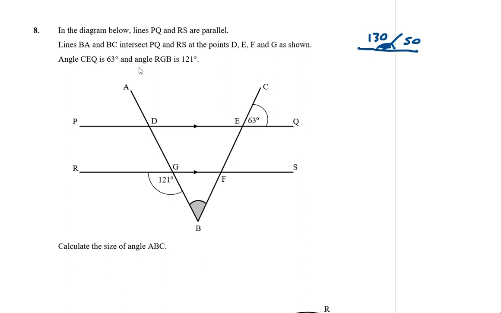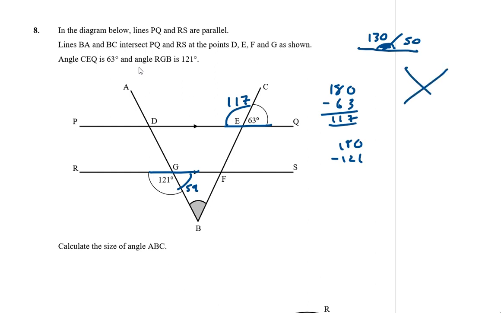Is there anything on a straight line? So there's a straight line here, and there's a straight line here. So these angles have to add up to 180. So I could do a working and actually say 180 take away 63. So that's going to be 117. And over here I could say 180 take away 121. So it's going to be 59. So angle in there, 59.